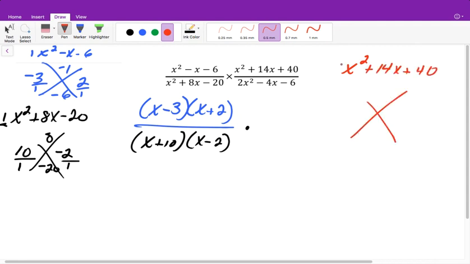Times x squared plus 14x plus 40. Here we have 1 times 40 gives me 40. The 14 drops to 14. Numbers that multiply to 40 and add to 14 are 10 and 4. We divide by 1 since this is 1, so it's x plus 10 times x plus 4.